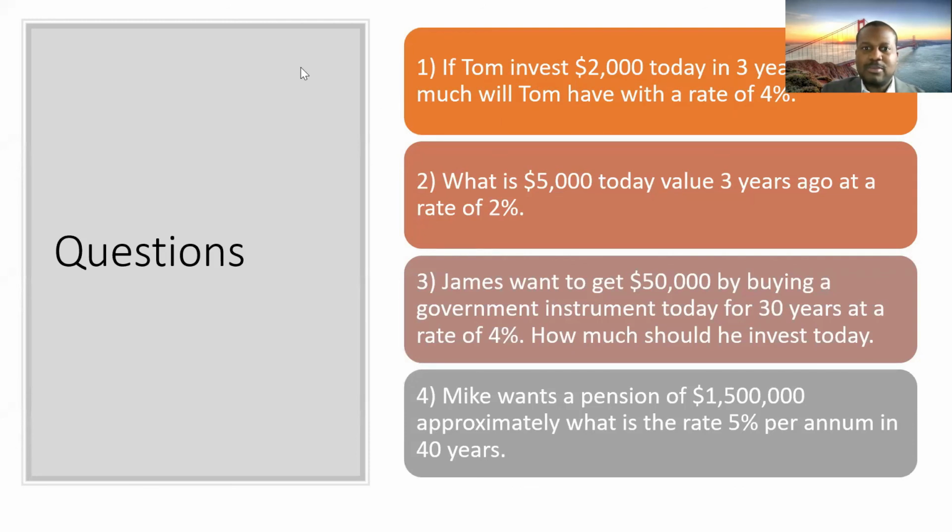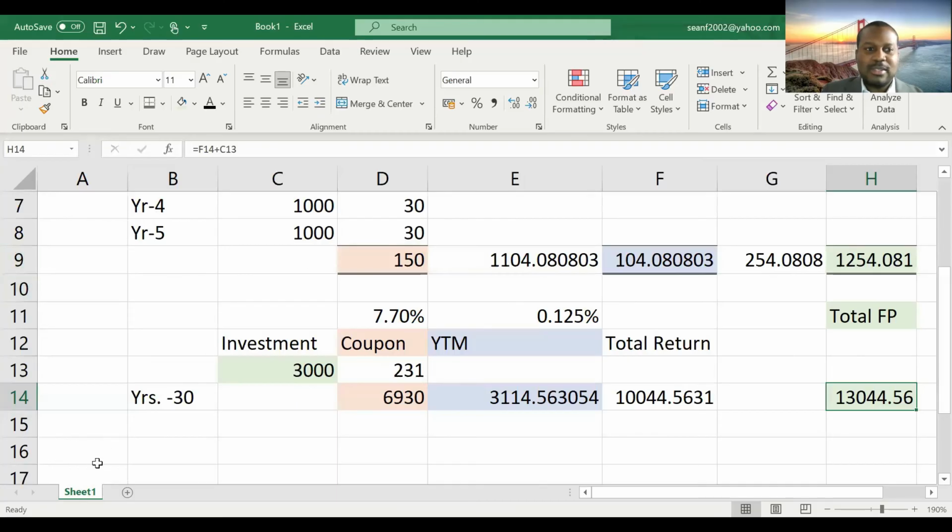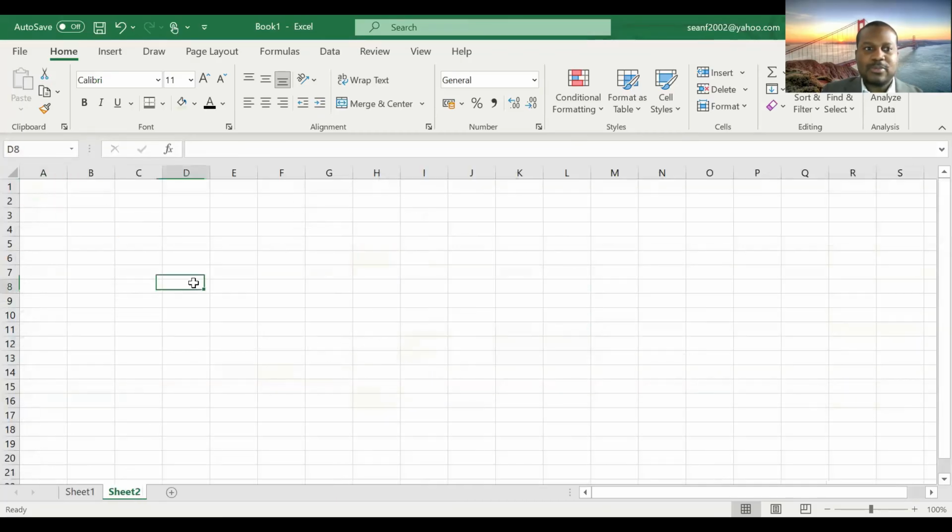Let's do a share screen using Excel. So it's 3%, okay, 4 years.